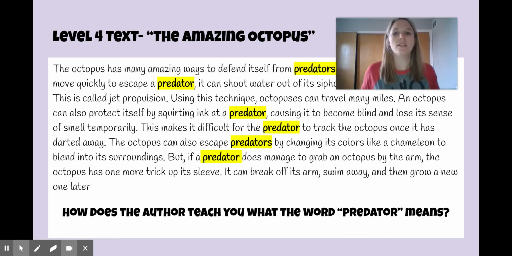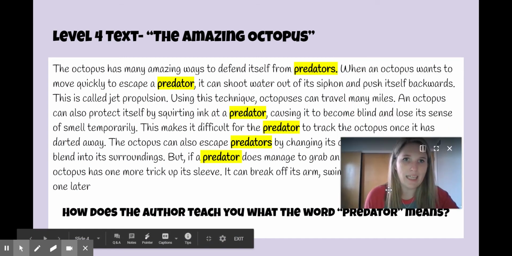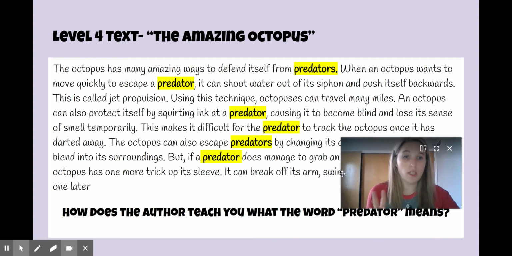Interesting. Okay, so take a step back and ask yourself the same question. How does the author teach you about the word predator and what it means? We're noticing they're using it multiple times compared to that level 2 text. And if I look after the word, it doesn't really seem like they do the same thing as in level 2, where they told us exactly what it was. So this is definitely becoming a little bit more complex here.